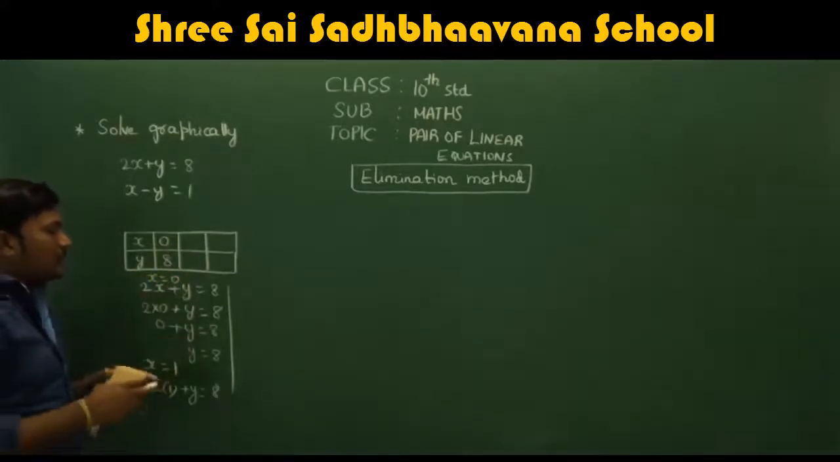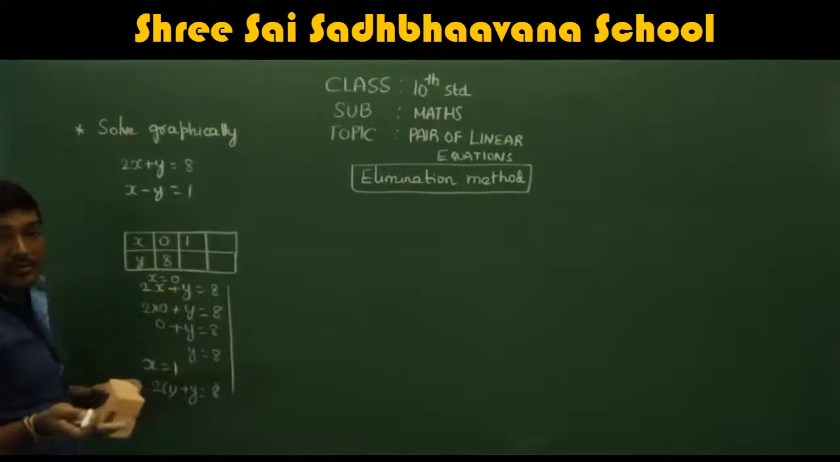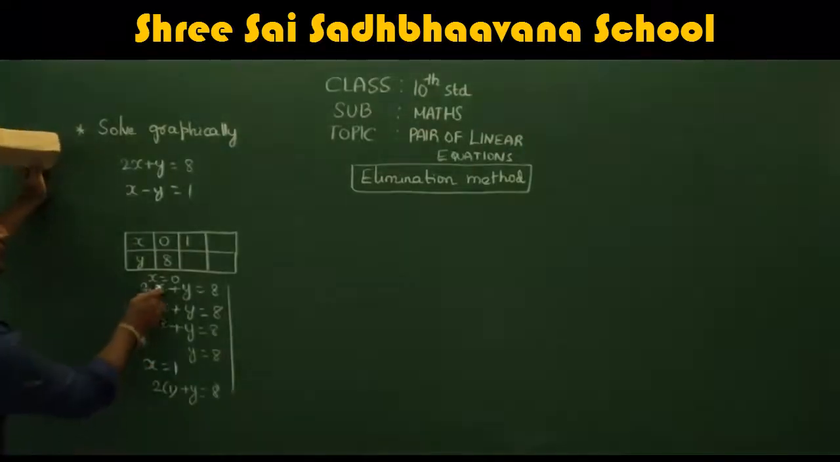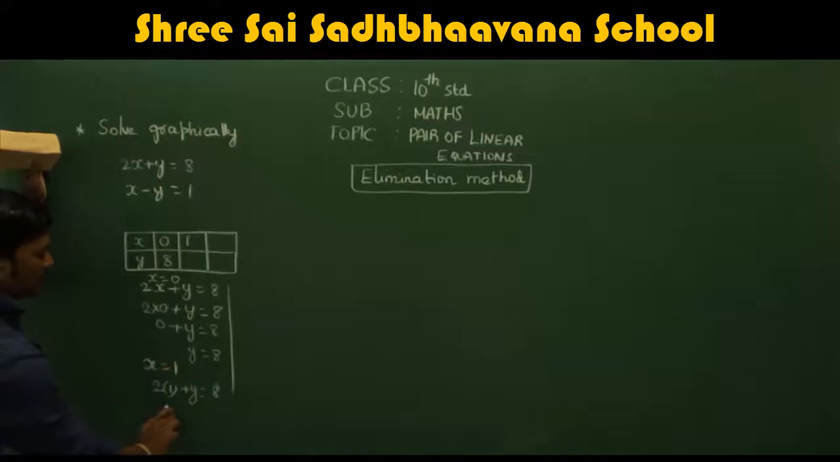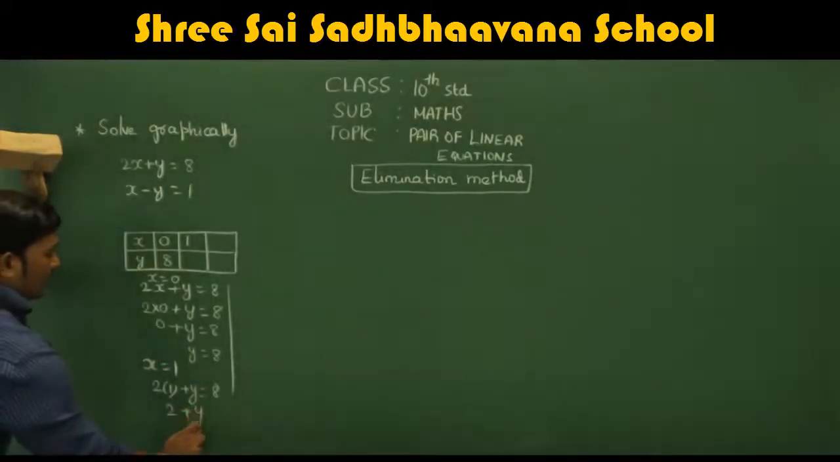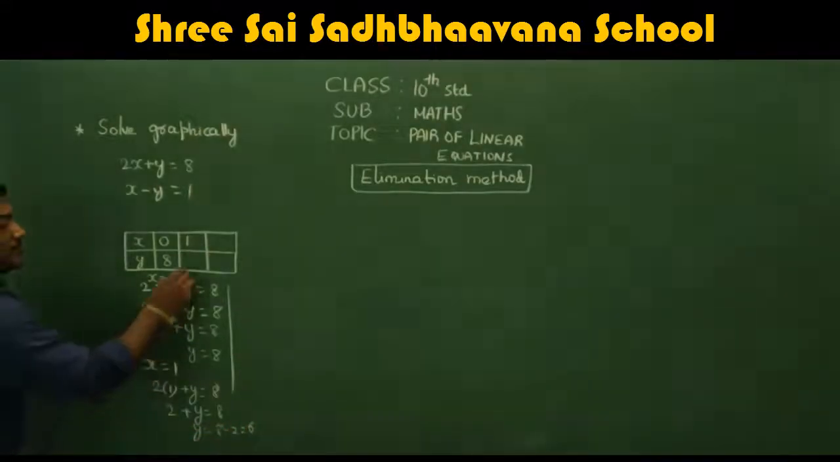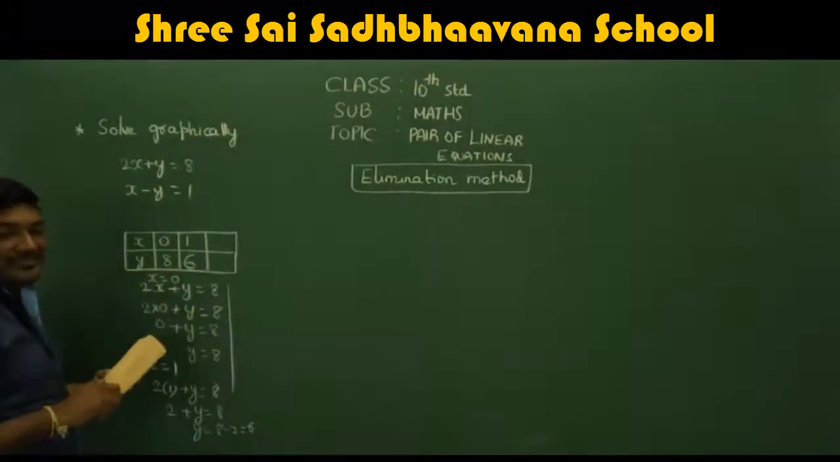Next, I am going in order. After 0, what is the next number? 1. So substitute x as 1. 2 into 1 plus y is equal to 8, and 2 into 1 is 2. So y plus 2 is equal to 8, and y is equal to 8 minus 2, which is 6. So for 1 you get 6.